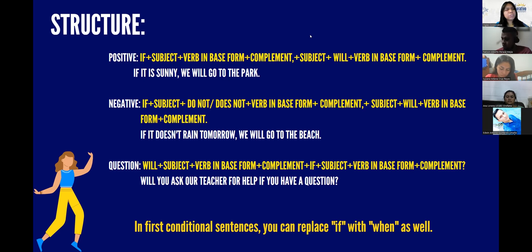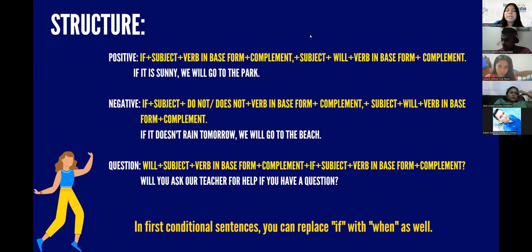Future. Questions? Will you ask our teacher for help if you have a question? ¿Le preguntarás o le solicitarás o le pedirás a nuestro maestro si tienes alguna pregunta? ¿Le pedirás ayuda a nuestro maestro si tienes alguna pregunta? Yes, I will. No, I won't. Okay. Yes. So you see? Now, this is about the future. Eso es del futuro. Okay? Utilizamos para cosas que probablemente van a pasar en un futuro. Existe una probabilidad de que van a suceder.